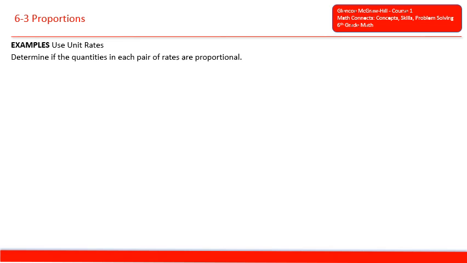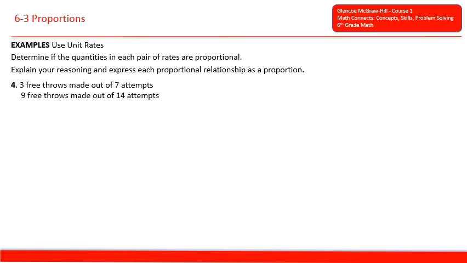Examples: unit rates. Determine if the quantities in each pair of rates are proportional. Explain your reasoning and express each proportional relationship as a proportion. Number 4. 3 free throws made out of 7 attempts, and 9 free throws made out of 14 attempts. So we're going to set up a ratio, 3 free throws over 7 attempts, and another one, 9 free throws over 14 attempts.